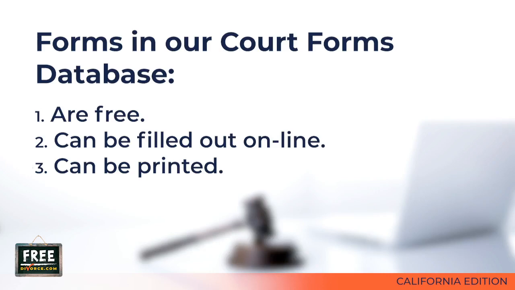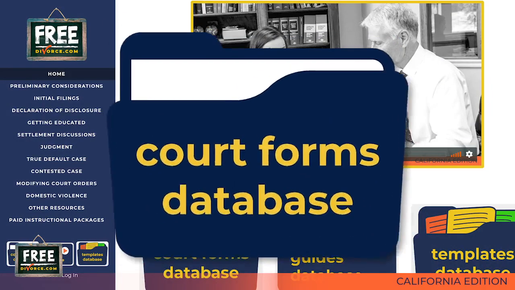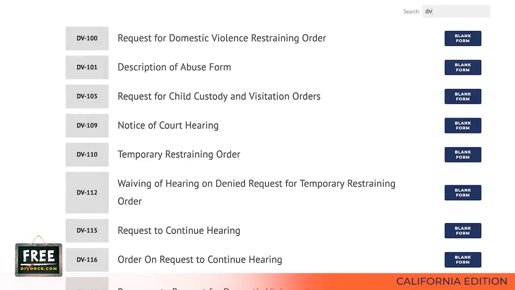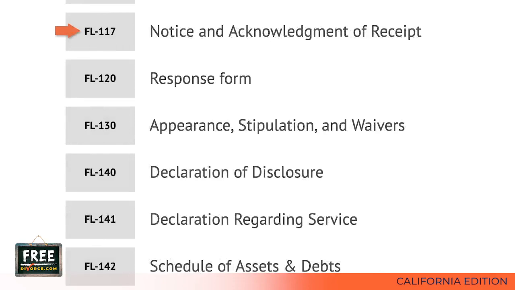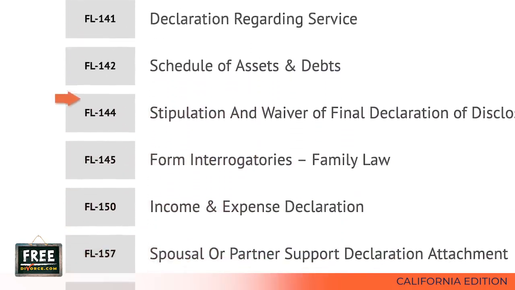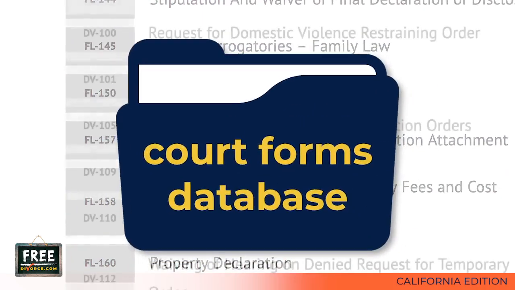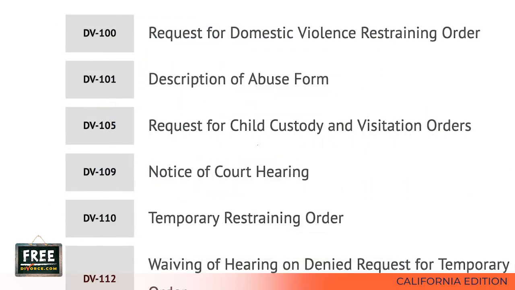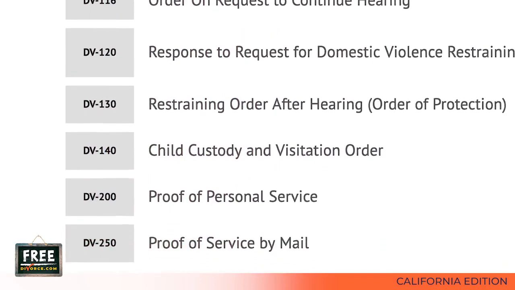When you're looking for a domestic violence judicial council form that we discuss, go to our website's homepage to access the Court Forms database. All of the domestic violence forms in the database begin with the letters DV, which stands for domestic violence. Most of the forms in our Court Forms database begin with the letters FL, which stands for family law, because most of the forms in our database are divorce-related forms. When searching for a form in our database, you will see that all of the domestic violence forms are grouped together and are also listed in numerical order.